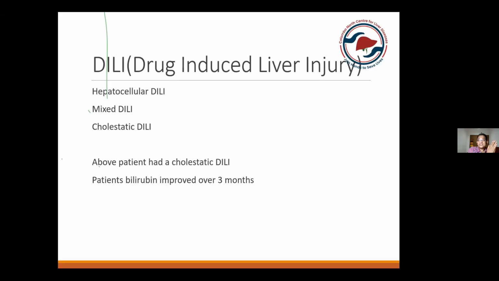We should not start statin. Yes, sir. The question is, what is the AST and ALT level at which we should not start statin? Okay, a very good question. So, when not to start statin?